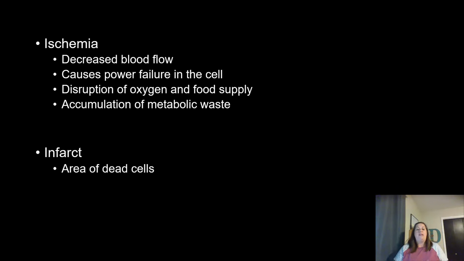Now again, I want to hit on what ischemia means. Ischemia is a decreased blood flow. This decreased blood flow causes power failure in the cells. Now this means the mitochondria, remember the powerhouse of the cell, cannot create ATP. If no ATP is being produced, the cell starts to die. Now, if there's no blood flow, there's a disruption in oxygen and food supply, and there's also accumulation of the waste products. So again, talking about being hit on both sides.